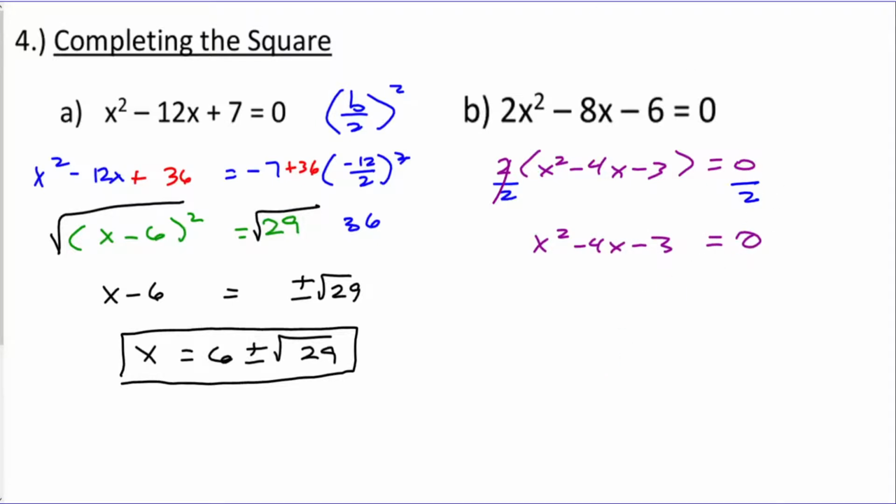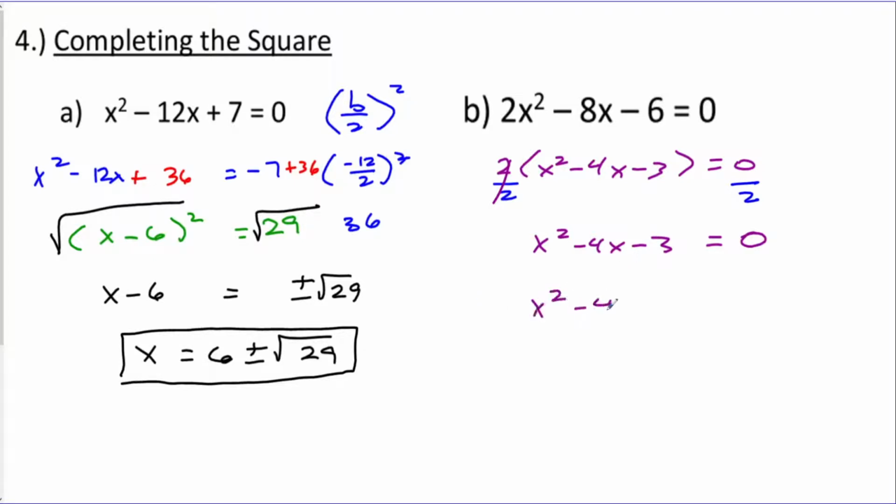Okay, so from here on out, everything's exactly the same. We're going to figure out what we want to be as the c value. So let's just do this mentally. Negative 4 divided by 2 is negative 2. If I square that, I get positive 4. So I would like there to be a 4 here. So I'm going to do that.